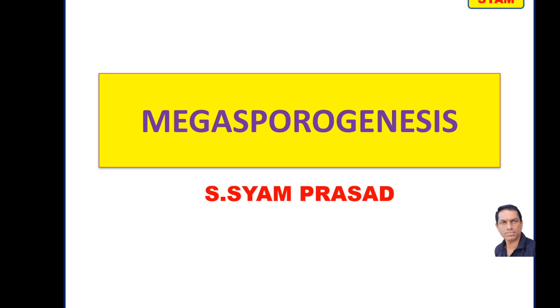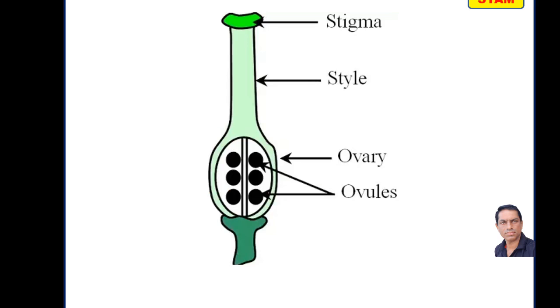Today we discuss megasporogenesis. We already know the structure of a flower. In the flower, four organs are present: calyx, corolla, androecium, and gynoecium. If you observe the structure of the gynoecium, three major parts are present.